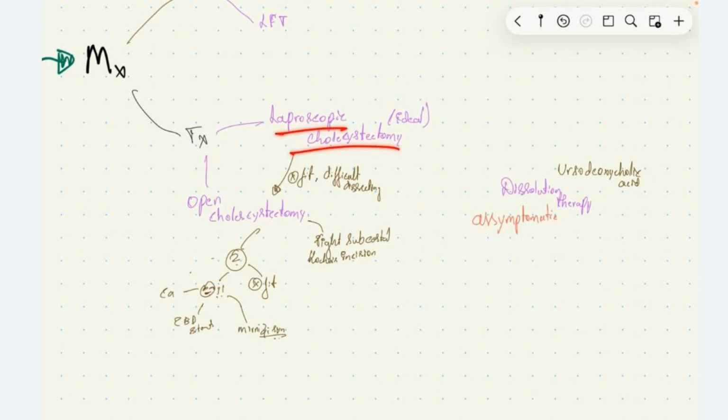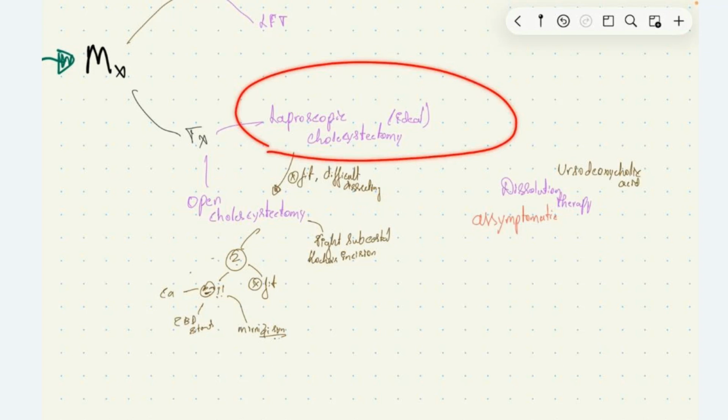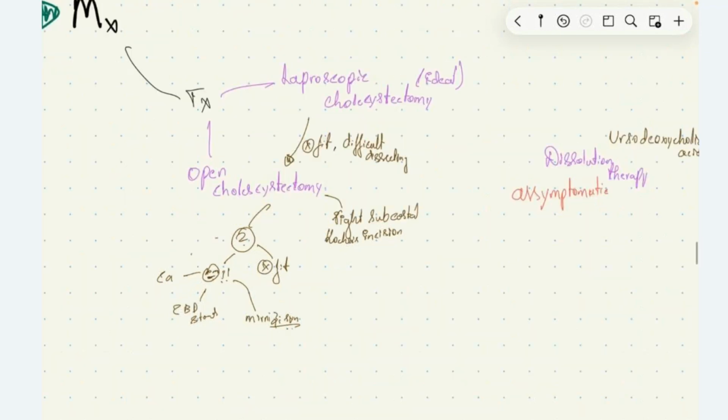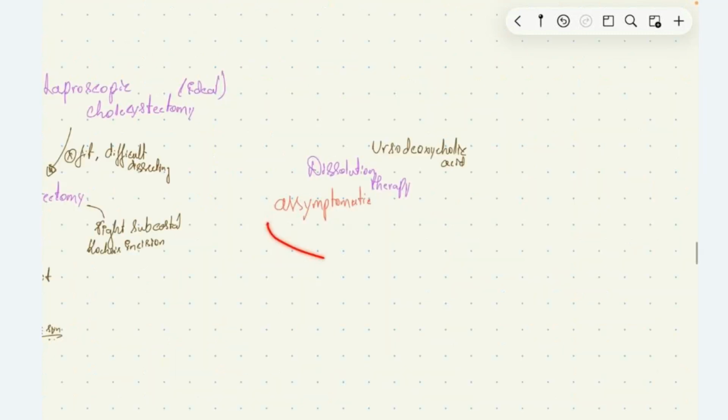Laparoscopic cholecystectomy is the ideal procedure. If the patient is not fit for surgery or we have difficulty in dissecting the gallbladder during laparoscopic cholecystectomy, we do open cholecystectomy. The other indications are if we suspect carcinoma gallbladder, CBD stones, and Mirizzi syndrome, we do open cholecystectomy through a right subcostal incision. In asymptomatic gallbladder stones, we can give dissolution therapy, ursodeoxycholic acid, which is not so effective.